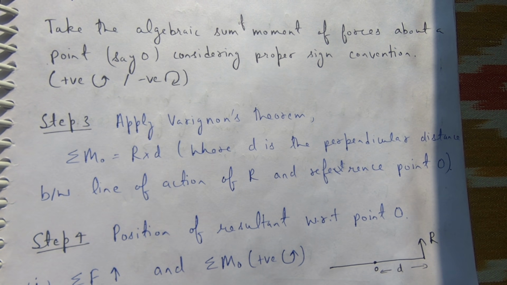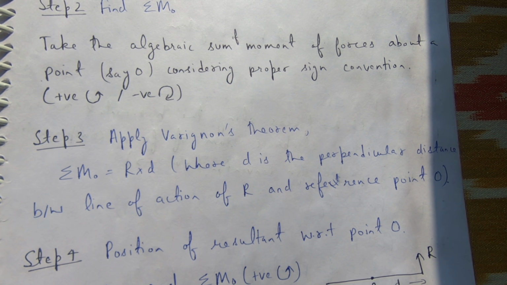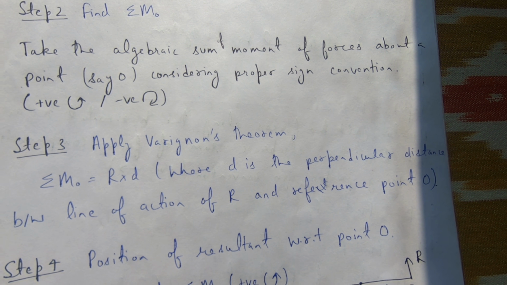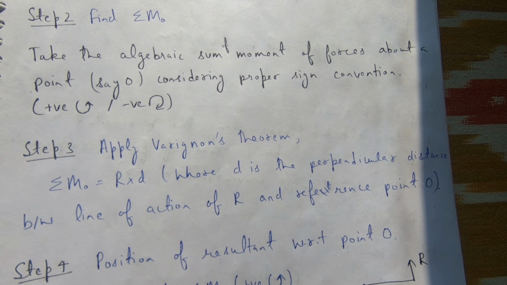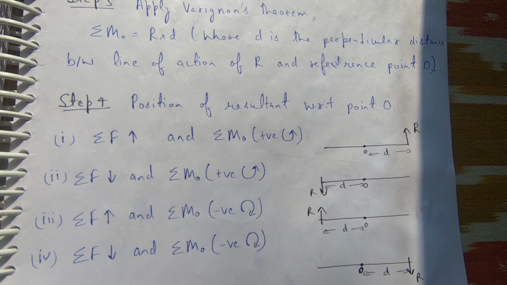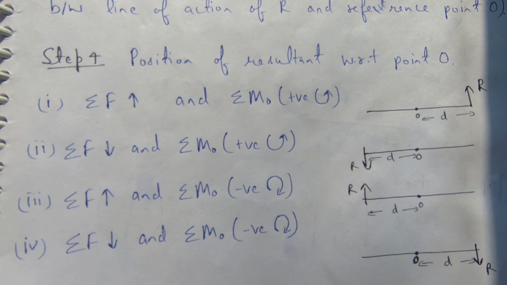Step 3, apply Varignon's theorem. Summation of moment about O is equal to R into D, where D is the perpendicular distance between line of action of R and reference point O. Step 4, position of resultant with respect to point O.